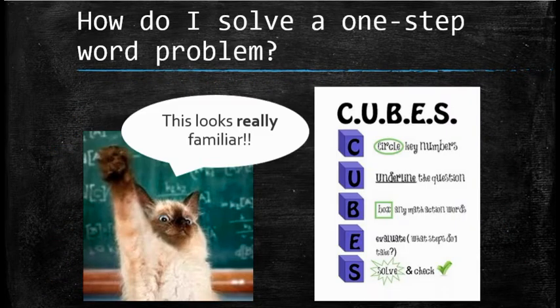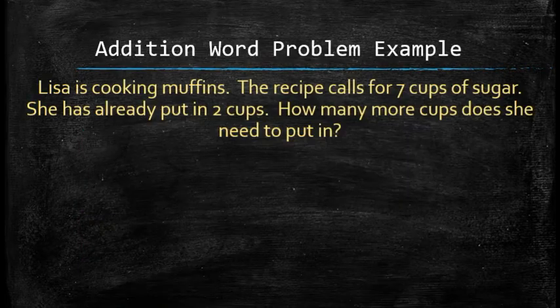So how do you solve a one-step word problem? There's the familiar CUBES again. I know we've been working with CUBES in every word problem so far. CUBES involves circling the key numbers, underlining the question, boxing in any of the action words, evaluating, and of course solving, and we can't forget checking. We always need to check our answer. So let's go through an addition word problem.